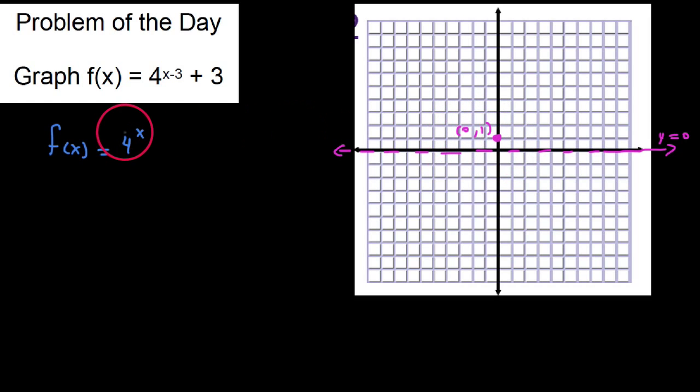Now one more point we want to get on here is when we plug in 1 into this function. So we say 4 to the first, that would be 4. So we say (1, 4) is also on this graph. When we get this point here, we should label (1, 4). But here would be our 4 to the x parent function.